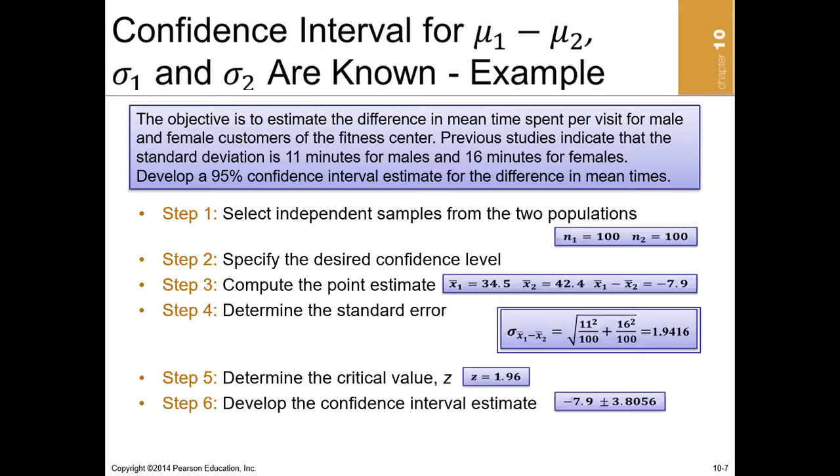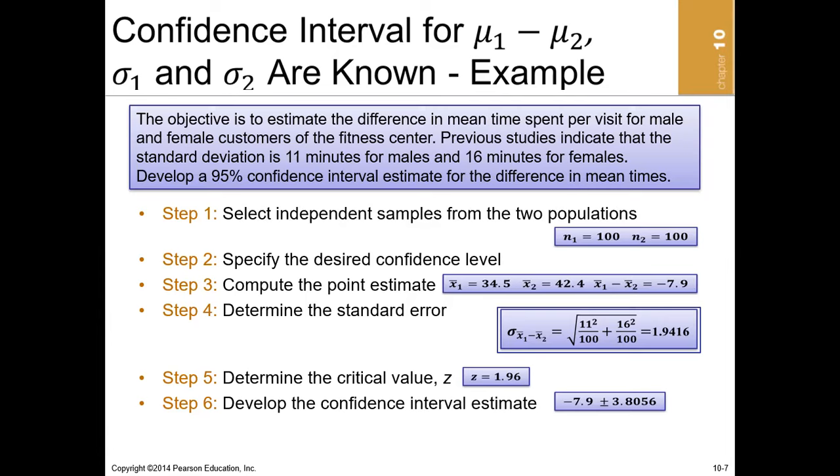So let's look at the example. The objective is to estimate the difference in mean time spent. So please, in the question, once you hear "difference in mean time spent," listen carefully. They are talking about two separate groups because of the word difference. So it means there are two groups. It's not just one group. There are two groups, right?